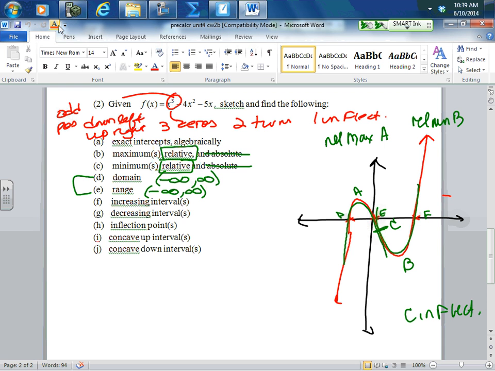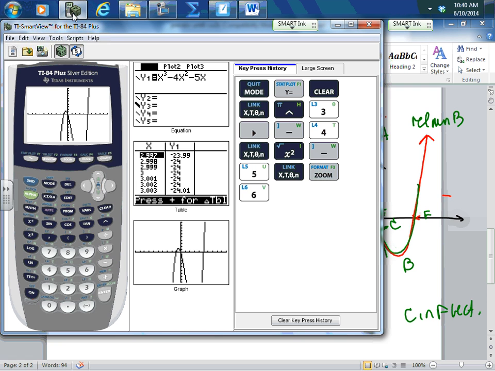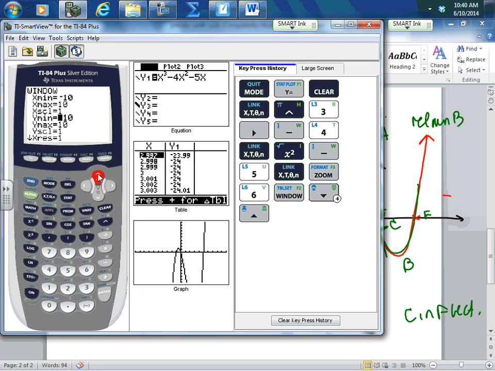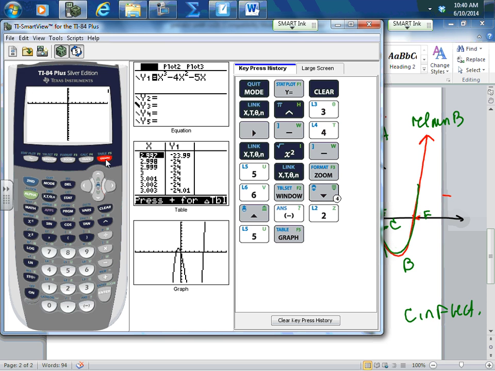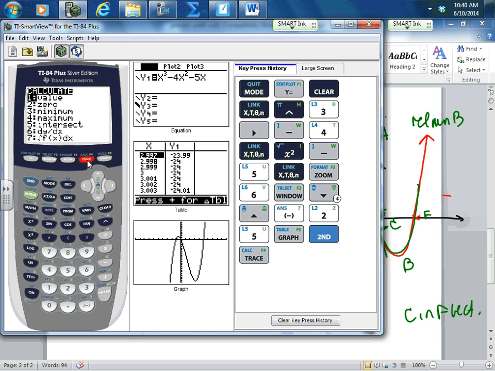So how do you find those on your calculator? How would I find point A, my relative max? I'm going to pull up my calculator in case you forget it. Let me change my window. You're going to go second calc. And I'm going to find my max.